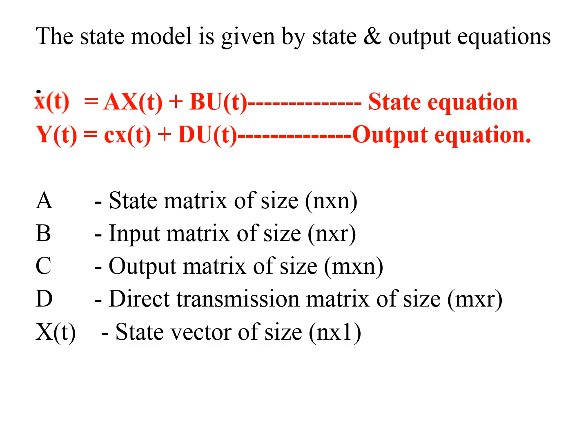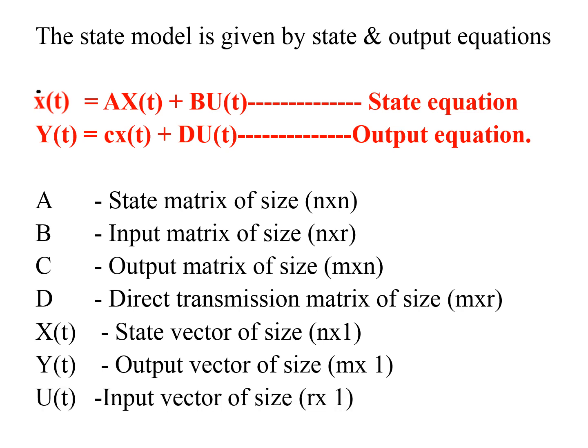And x of t is known as the state vector, of size n by 1. Similarly, y of t is the output vector of size m by 1. E of t is the input vector of size r by 1.